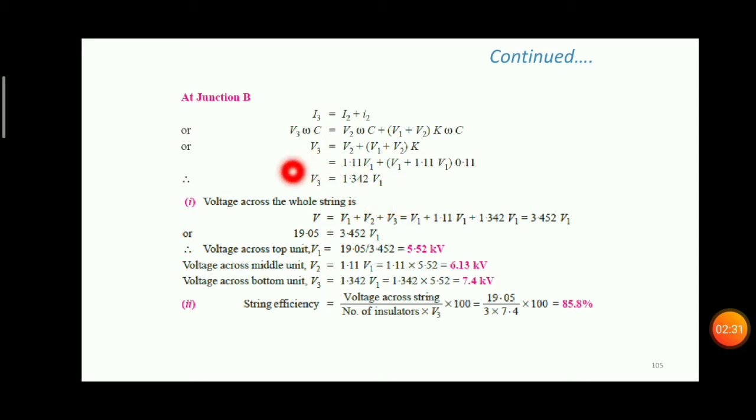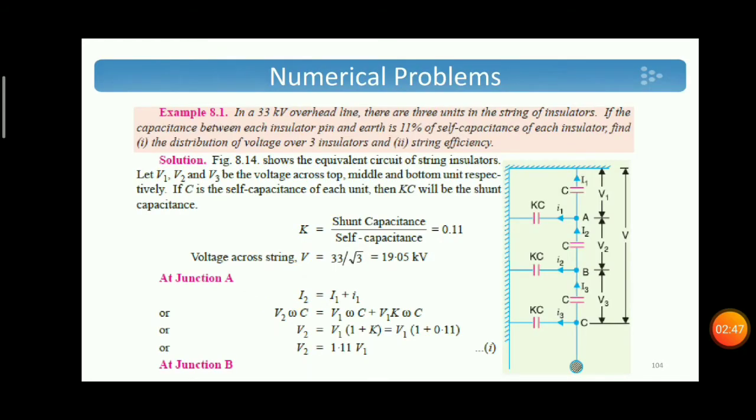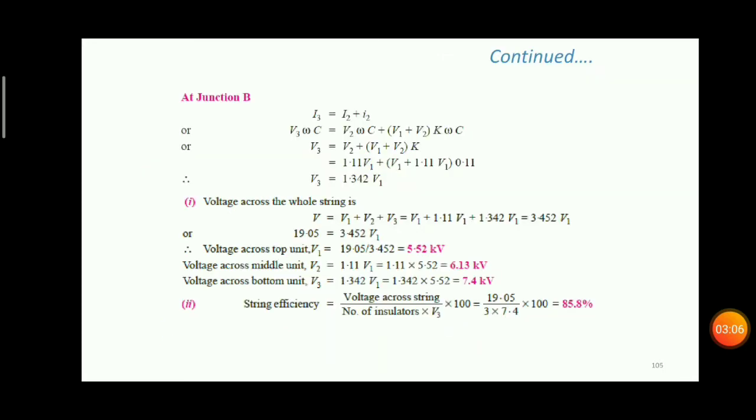Now, the voltage across the whole string, that is V, equals V1 plus V2 plus V3. Substitute for V2 and V3 in terms of V1. Then we will get V equal to 3.45 times V1. In the question, it is given that it is a 33 kV overhead line. So the voltage between phase and neutral is 33 by root 3. The given value is the line voltage, so the phase voltage is V line by root 3. 33 by root 3 is 19.05 kV. So the voltage V is 19.05.